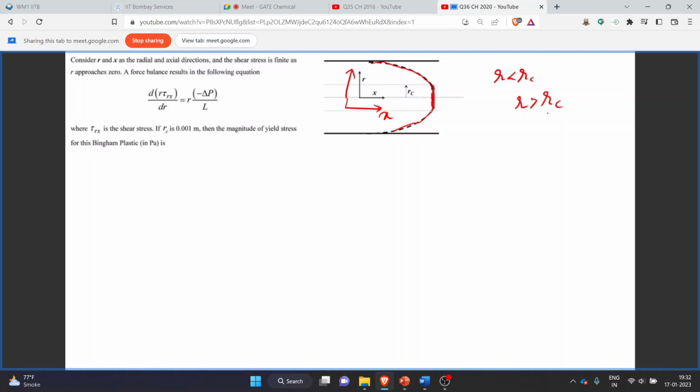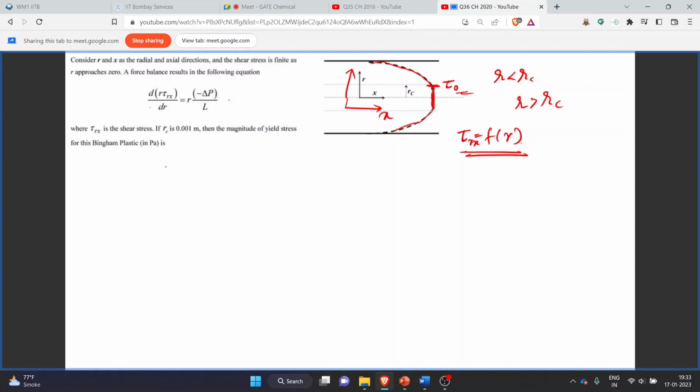That implies that beyond rc, the shear stress is sufficient for the Bingham plastic to flow like a fluid. At r equal to rc, there will be the yield stress above which the Bingham plastic will start to flow. So we have been asked to find the shear stress at rc, that is the yield stress tau naught. For that, we need the relation between the shear stress tau rx and r, where tau is a function of r. We can simply integrate this equation and get the desired relation.